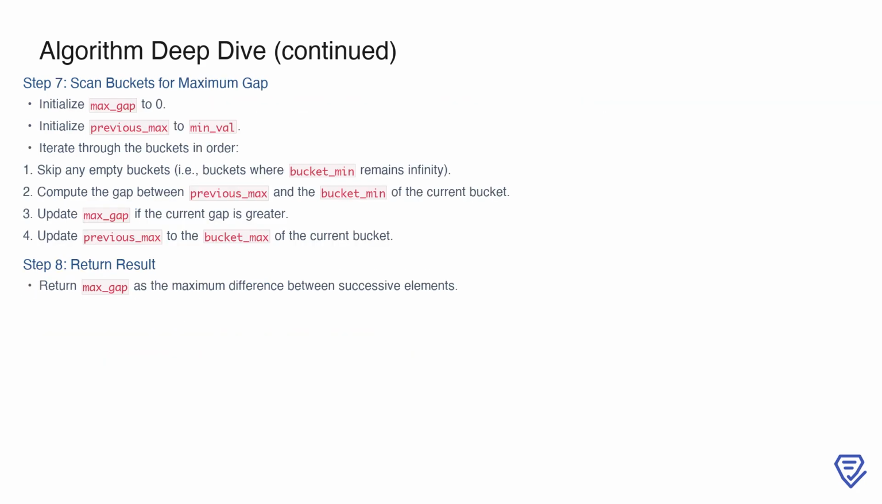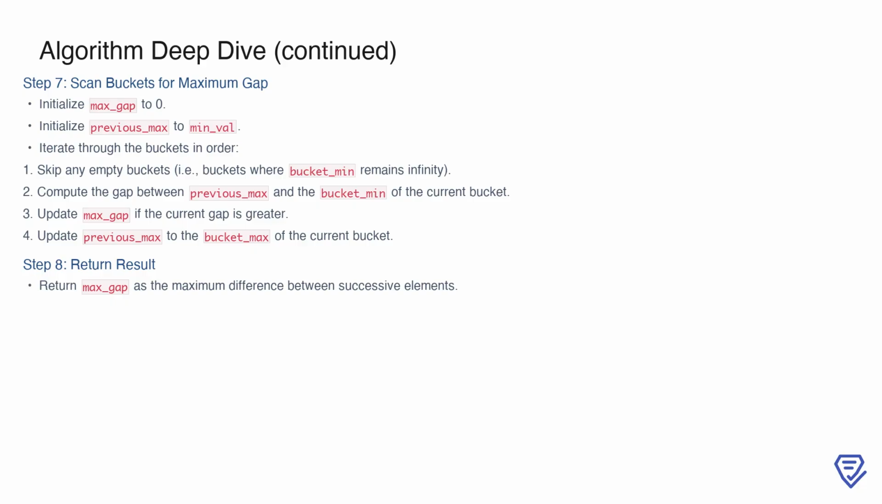Once all elements are placed into their respective buckets, we can compute the maximum gap by scanning the buckets. We start by initializing the max_gap variable to 0 and previous_max to the minimum value of the array, min_val. Then, we iterate through the buckets in order. If a bucket is empty, meaning its bucket_min is still infinity, we simply skip it.